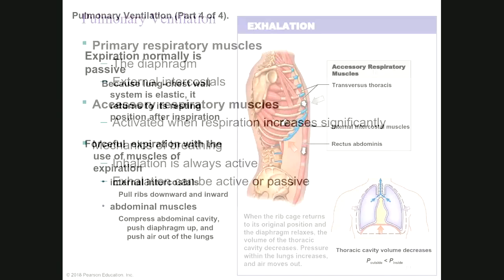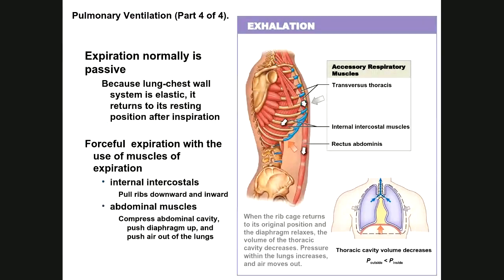Now to do the exhalation. It's normally passive, all right? The rib cage returns to its original position. The diaphragm relaxes passively, because the lung wall is elastic, and it returns to its position after inspiration.